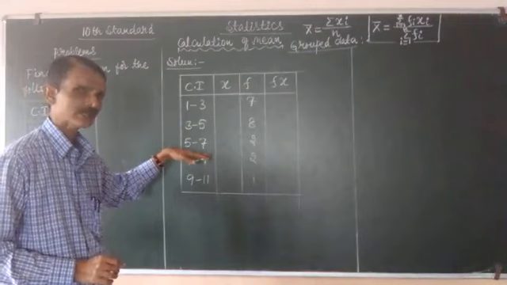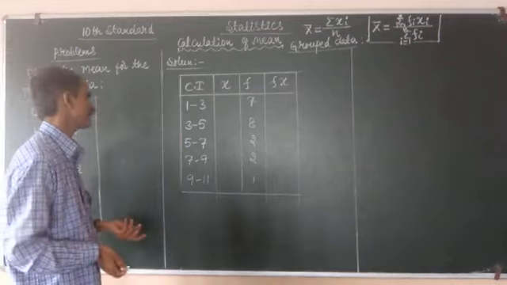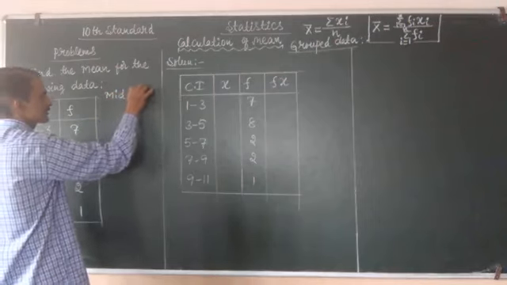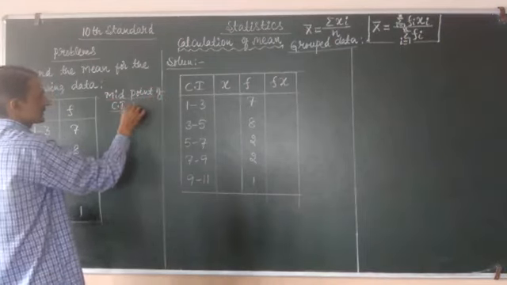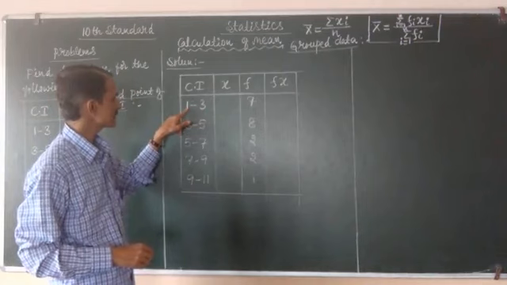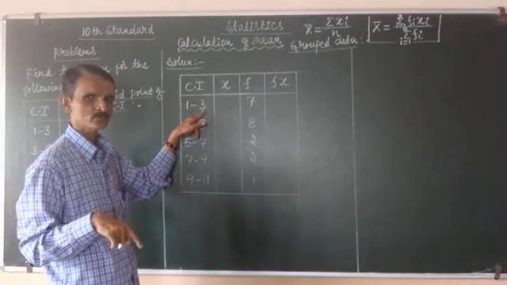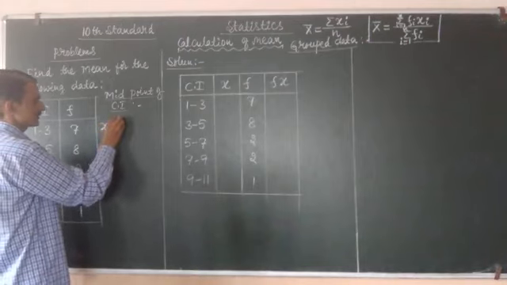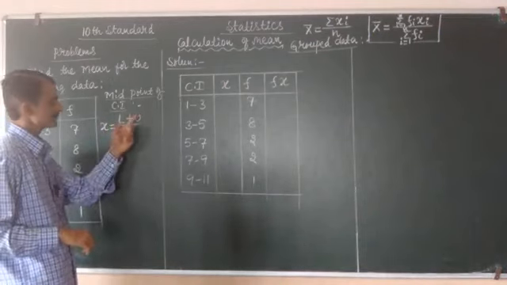Now we have to find out the midpoint of each class interval. So midpoint of each class interval is obtained by, I will calculate here the midpoint of class intervals. If you consider a class interval, this is called the lower limit, this is called the upper limit. So midpoint, x equals L plus U by 2, lower limit plus upper limit by 2.